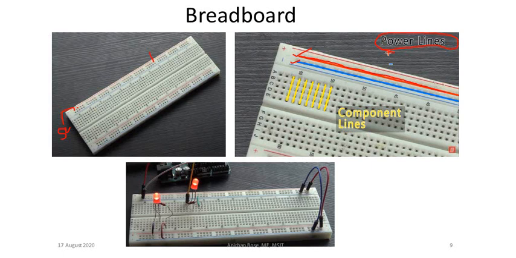Similarly here, these are called the component lines. Here the connection is like this. They are not connected along this length, they are connected along this way. Similarly they are connected along this way in this region, but there is no connection between E and F. So this is the internal connection of the breadboard.